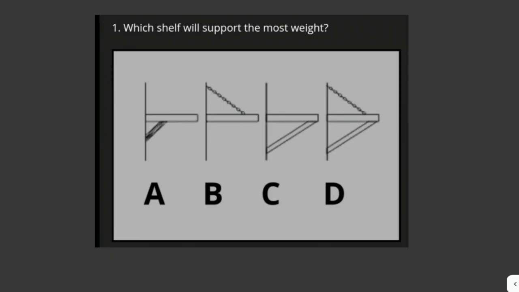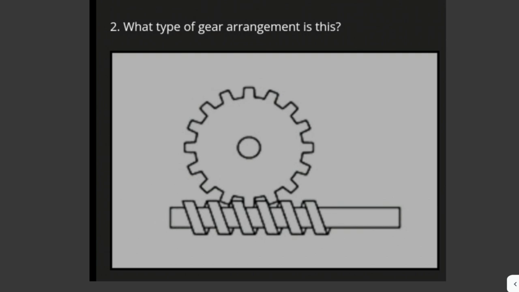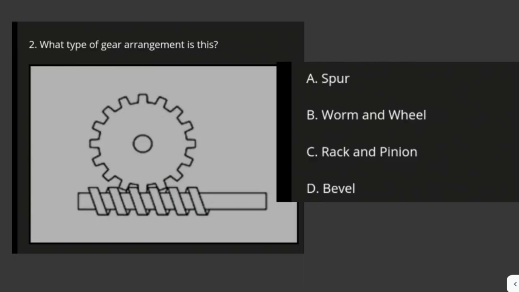Which shelf will support the most weight? So the answer here is letter D. What type of gear arrangement is this? The answer here is letter B, worm and wheel.